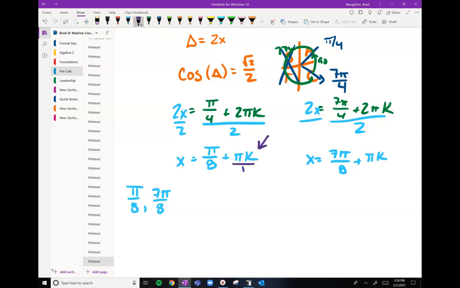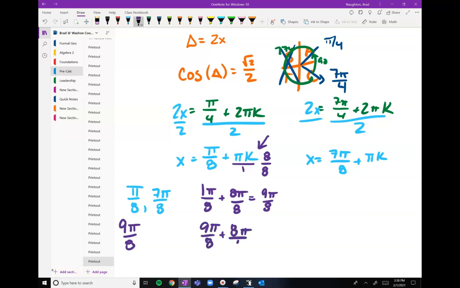So since it's over 1, I'm going to make a common denominator, so 8 over 8. So I got 1 pi over 8 plus 8 pi over 8. And when I add those together, I'm going to get 9 pi over 8. So that's another answer, because we got to make sure that it's less than 2 pi. So if I do 9 pi over 8 plus another 8 pi over 8, these should be consistent on whatever that common denominator is, and then you just keep adding to it. Now this is 17 pi over 8. So 8 goes into 17 twice with a remainder, so this is too much.